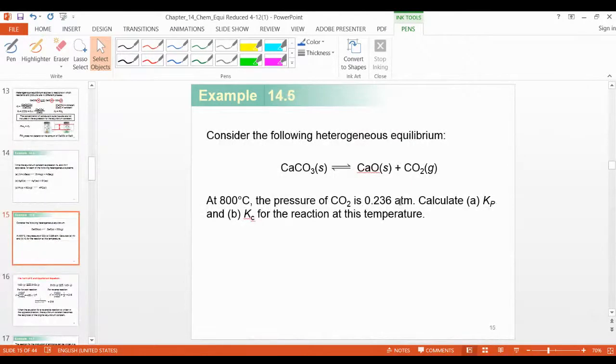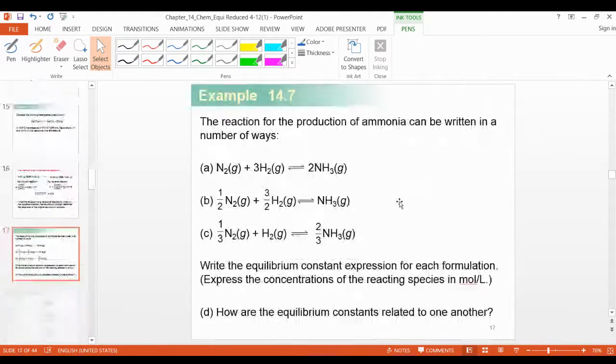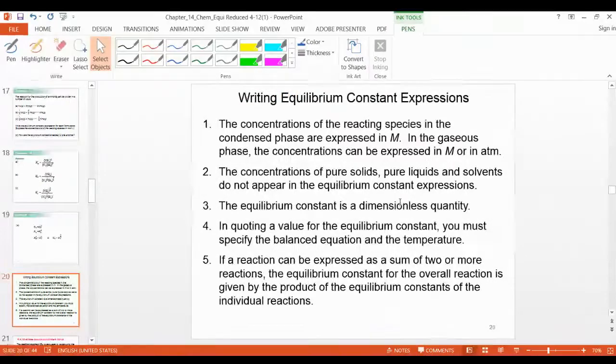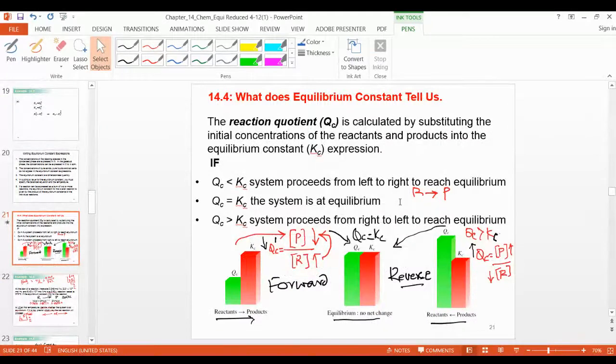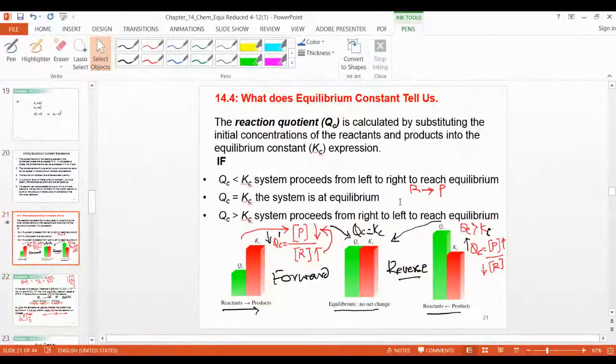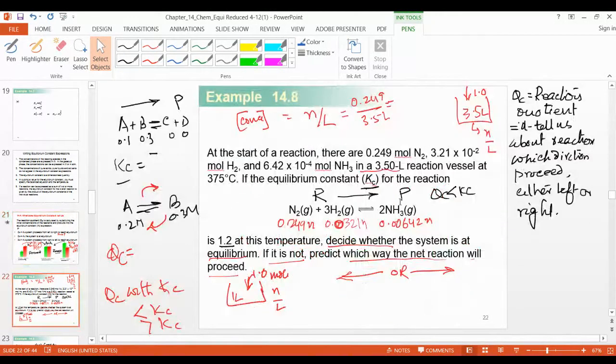Just go through this for practice. If Qc is less than Kc, the system proceeds from left to right, which means the product is favored. If Qc is greater than Kc, the reactant is favored, and the equilibrium shifts to the left, from right to left. If Qc is equal to Kc, the system is at equilibrium. One is the forward reaction, the other is the reverse reaction.